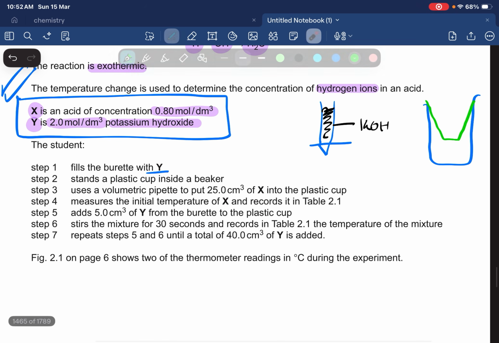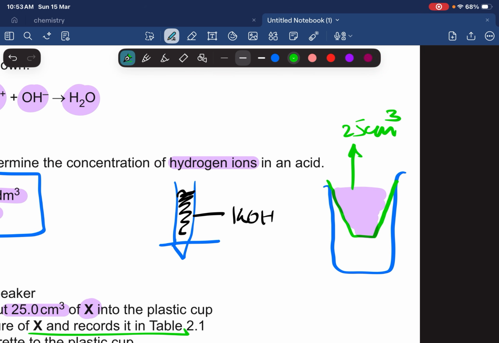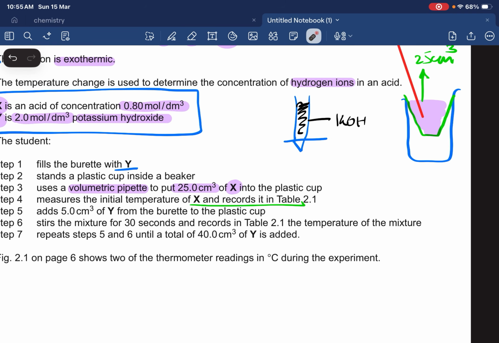Use a volumetric pipette. So now over here we're trying to be accurate and precise. Use a volumetric pipette to put 25 cm cube of X. What is X? X is our acid. So now he is putting the acid which has 25 cm cube volume into the plastic cup, measures the initial temperature of X and records it in the table. So what kind of apparatus do you think is going to be used to measure the temperature? He's going to use a thermometer. So he's going to measure the initial temperature and then add 5 cm cube of Y from the burette into the plastic cup.